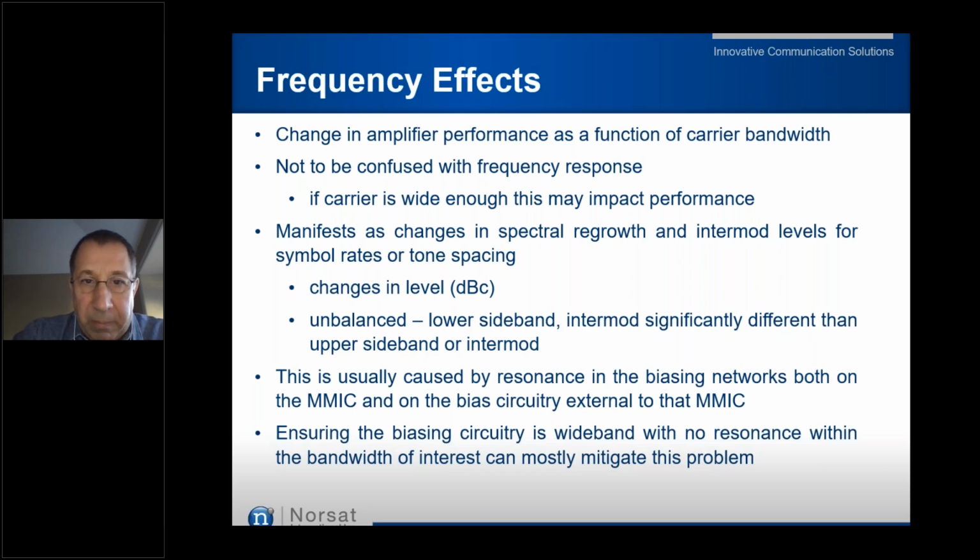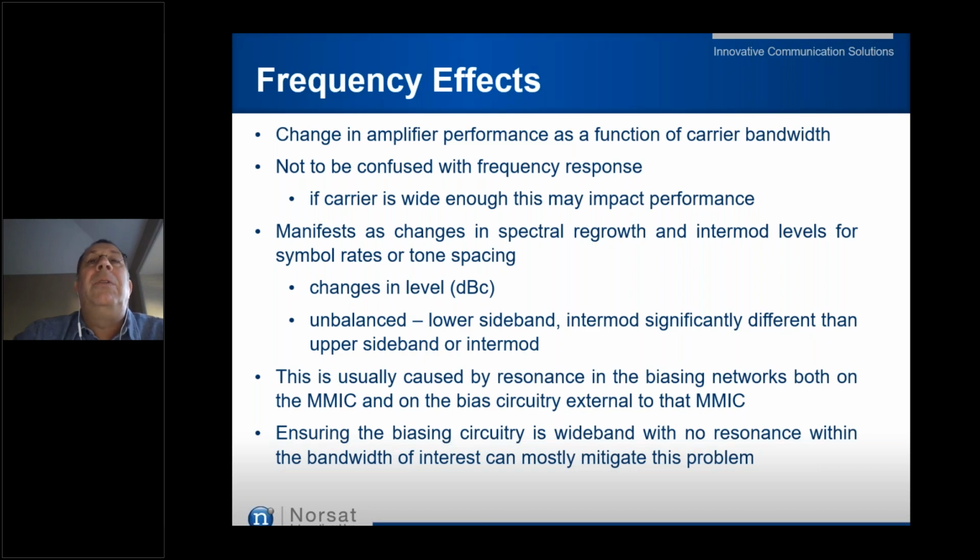So we see both a change in the level, as well as sometimes an unbalancing. Typically on a good system, the spectral regrowth shoulders, for example, should be symmetric. They should be the same on the upper and the lower sides, same with the intermods. But what we'll see sometimes is that the upper and lower intermods are significantly different.